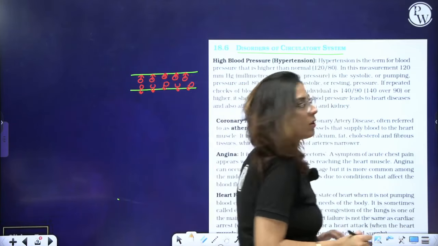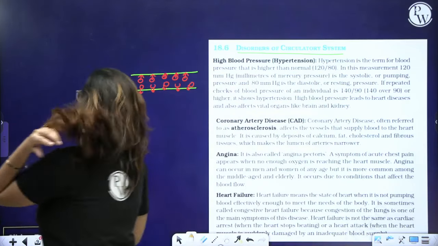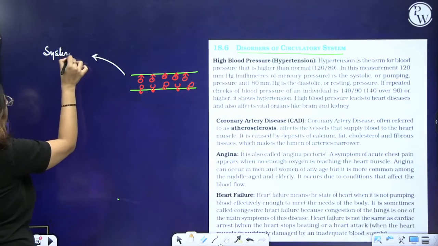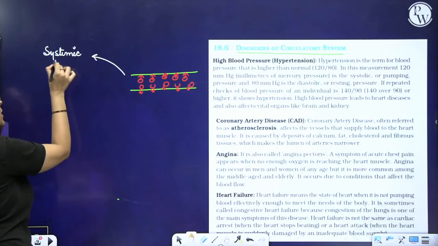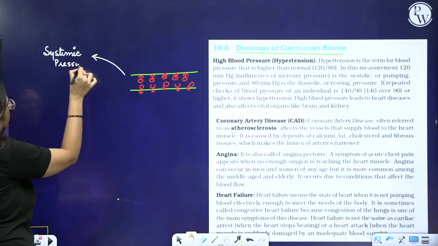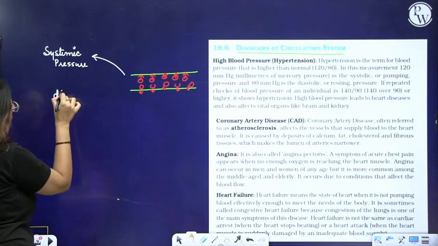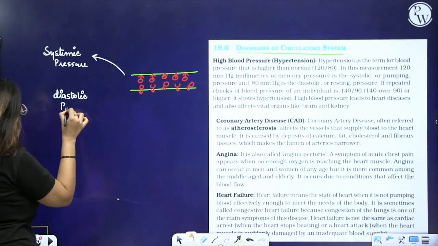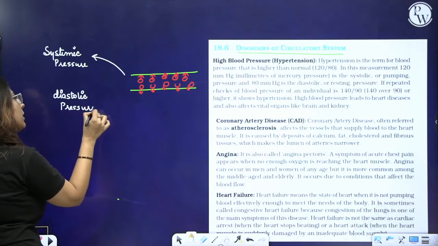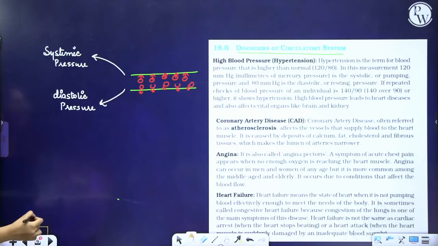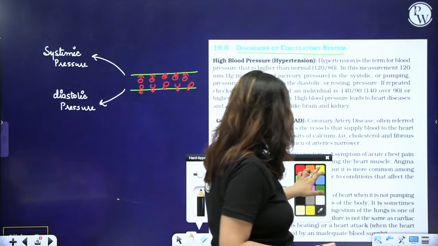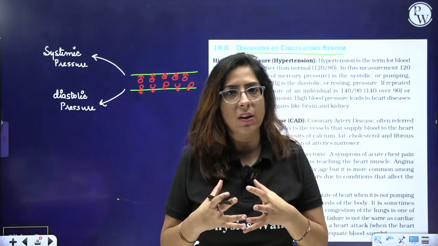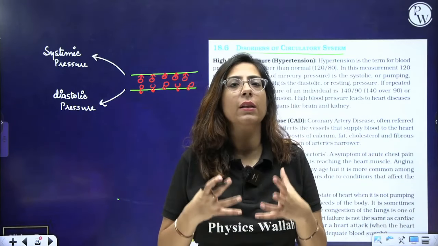We measure blood pressure in two different ways. One is termed systolic pressure, and the second is termed diastolic pressure. There is a difference between these two. Let's have a look. When I say systolic pressure, what does it mean? It means, after the contraction of the ventricle, what is the pressure in the artery?